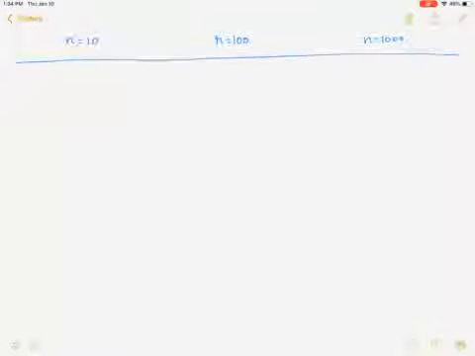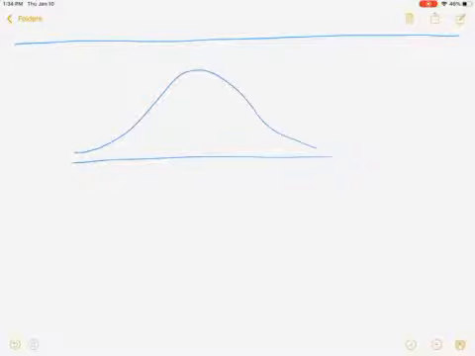Continuing from last time, but this time we're going to talk about something else. Since we talked about the bell curve, we are able to know where the 1 standard deviation, 2 standard deviations, and 3 standard deviations are. I'm just going to do a really bad sketch. Hopefully you can see it.